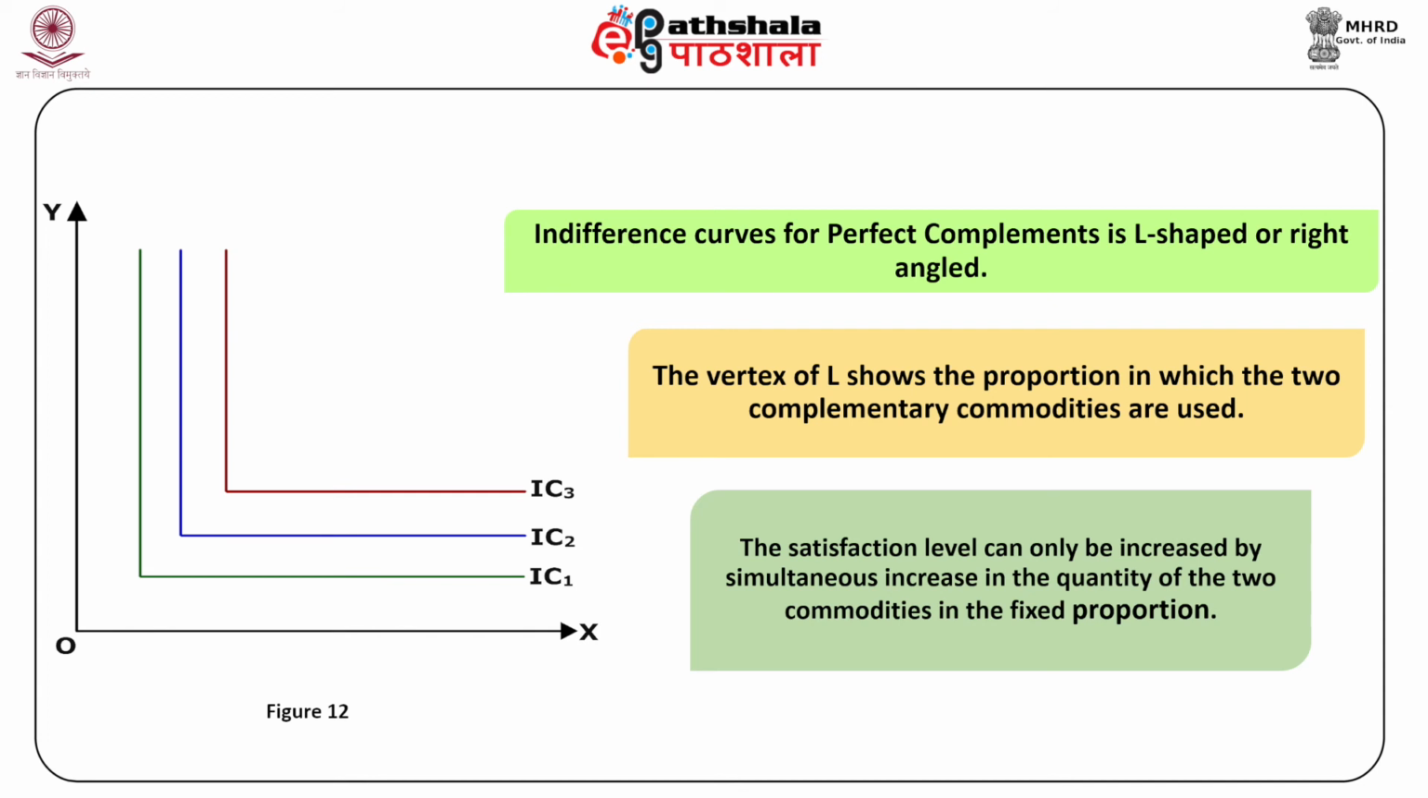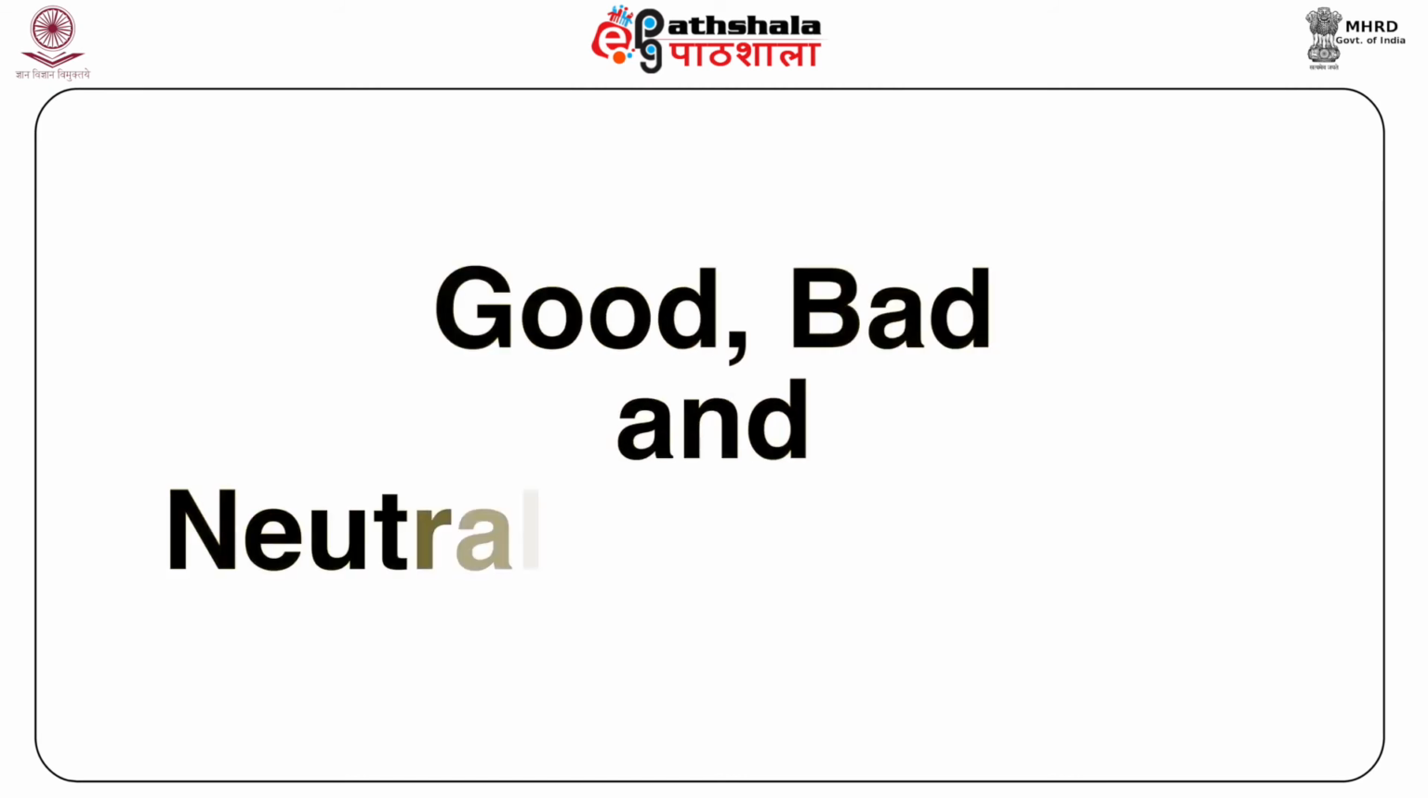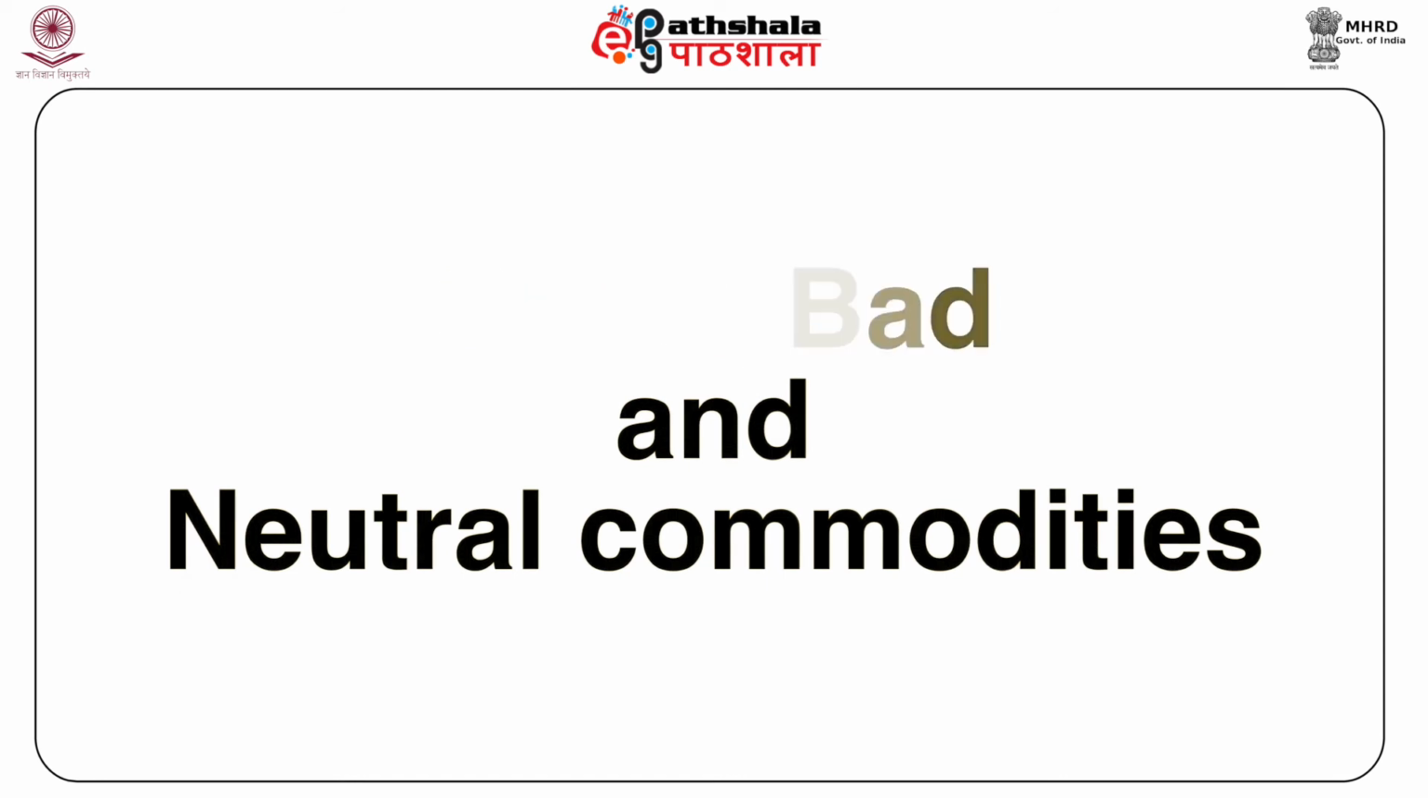In figure 12, the indifference curve for perfect complementary goods will be L-shaped or right-angled, with the vertex of the L showing the proportion in which the two complementary commodities are used. The satisfaction level can only be increased by a simultaneous increase in the quantity of both commodities in the fixed proportion, which leads the consumer to a higher indifference curve.